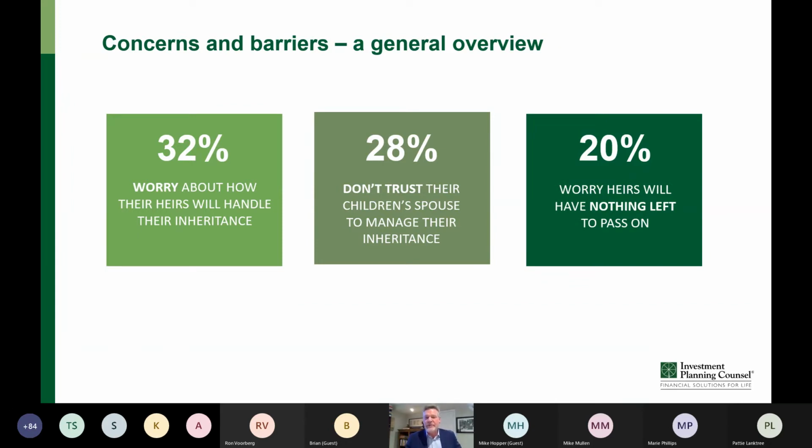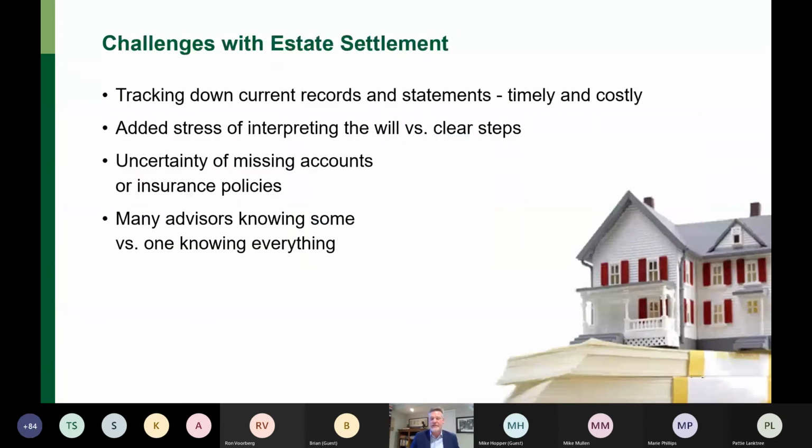And again, the question comes as to why people don't have that conversation beforehand. Why is communication so poor? We've already looked at the emotional barriers to this discussion as a whole. It is one of the few taboo topics that still exist in society. There are also challenges with estate settlements, and this is a bit of a pain for the executors. You've got to track down the current records and statements. That sometimes can be quite time-consuming and, more importantly, costly, which the beneficiaries won't like.